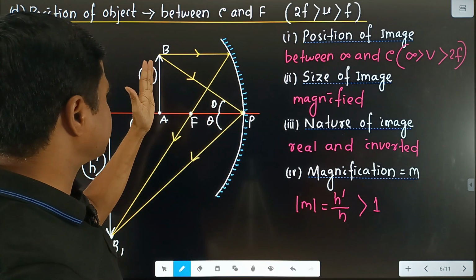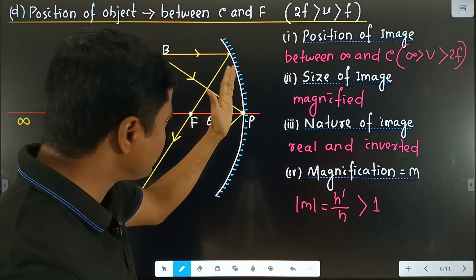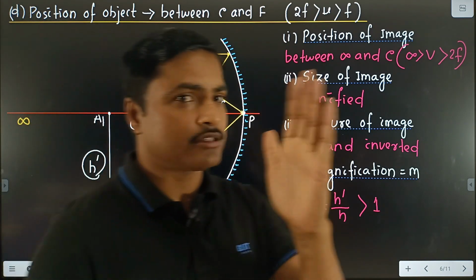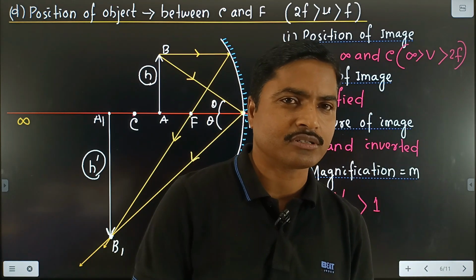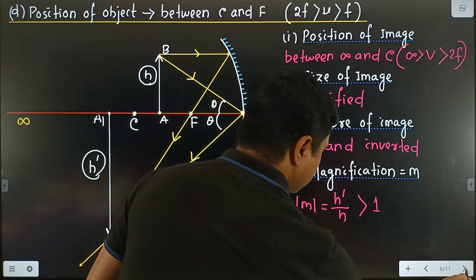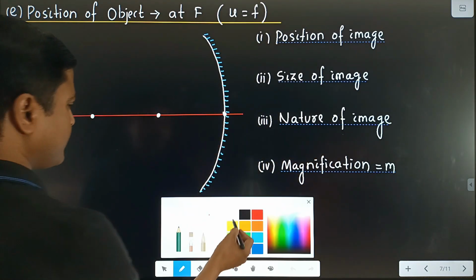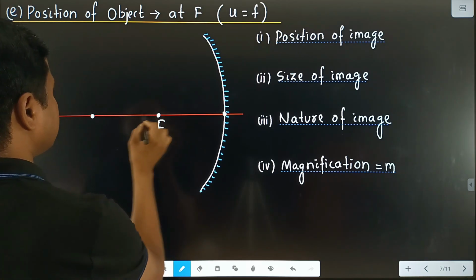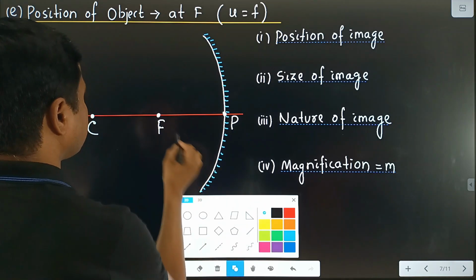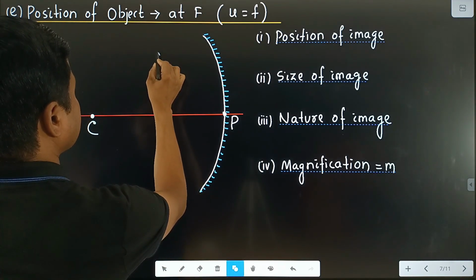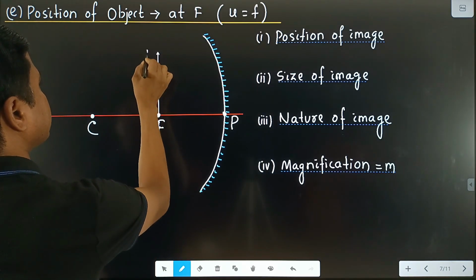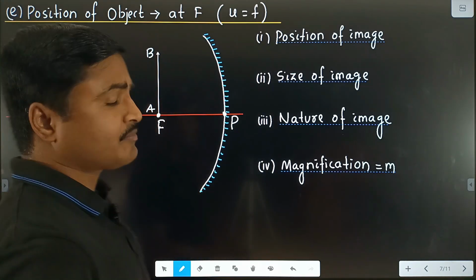Again, if we move the object again towards the concave mirror, this is the next position of the object, that is at the focus. If the object is at the focus, then what is the position of the image? Object is situated at the focus. This is the focus. Object is situated at this point. And this one is the object, and for object height we write AB.